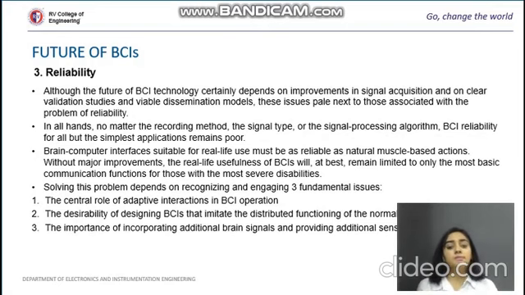So here, the brain-computer interfaces must be suitable for every real-life application, and they must be as reliable as the natural muscular-based actions. So this problem depends on recognizing these three fundamental issues: the central role of the adaptive interactions of the BCI operation, the desirability of designing BCIs that imitate the functioning of the normal central nervous system, the importance of incorporating additional brain signals and providing additional sensory feedback. So these three questions must be answered for us to get better in this critical area.